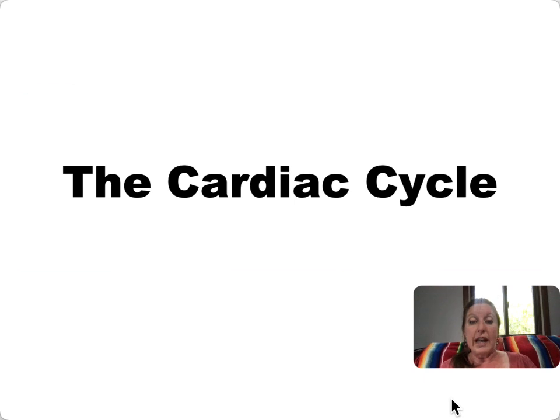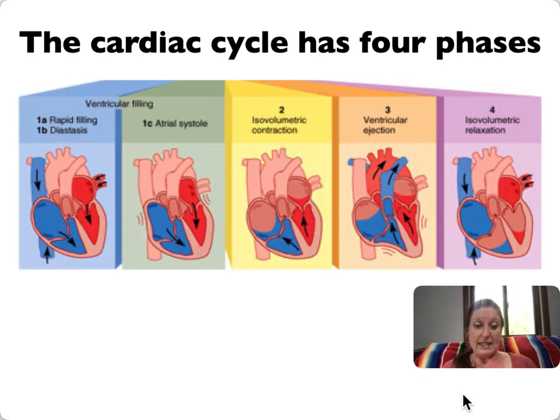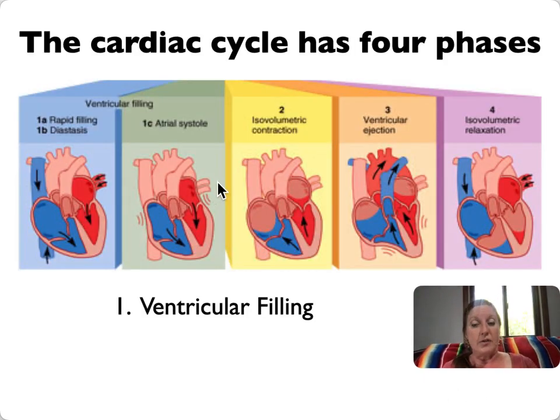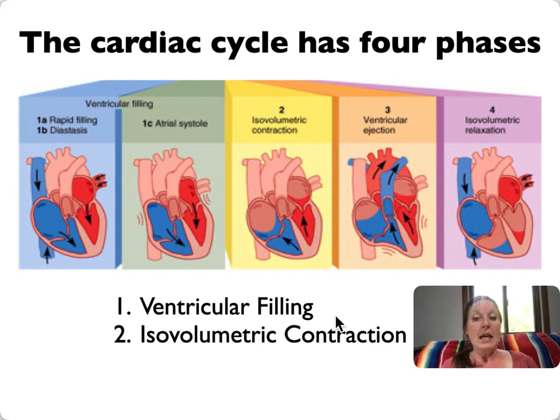Okay, so the cardiac cycle has 4 phases. The first phase is actually represented in this diagram by 2 different colors. The first phase is called ventricular filling. So in this, the ventricles are filling with blood. It's further broken down into 3 subphases: rapid filling, diastasis, and atrial systole, which we're going to look at in just a moment.